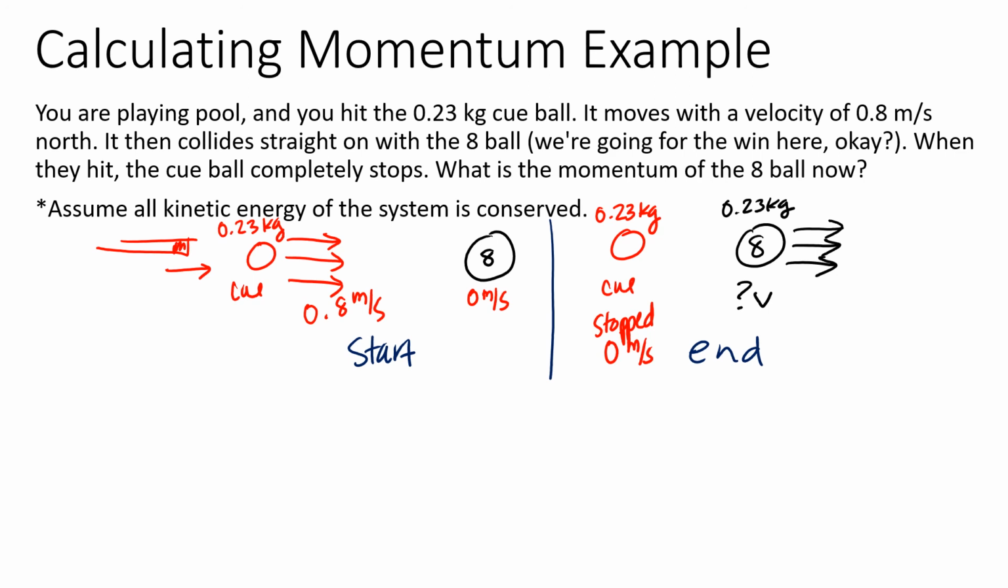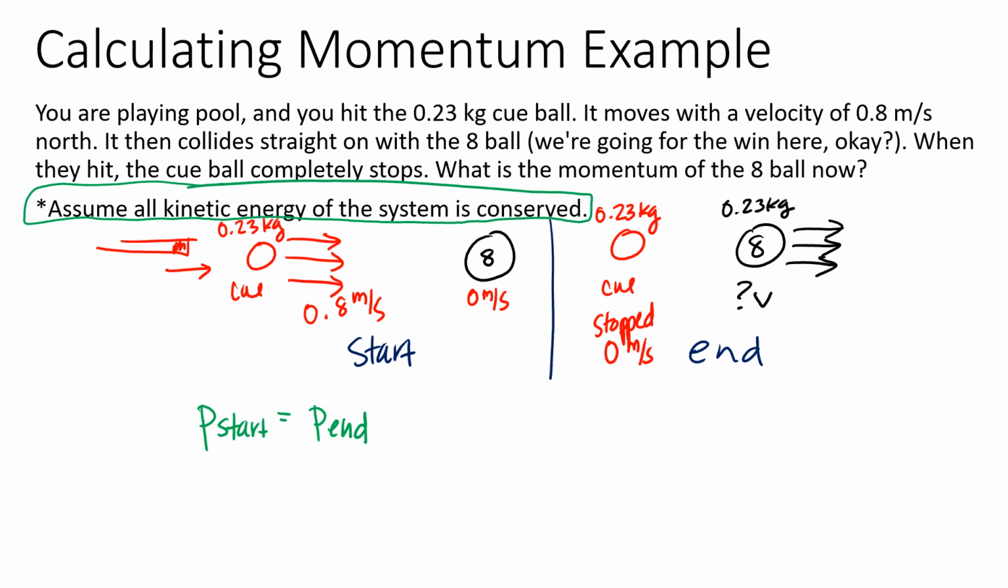So based on the previous slide, we know momentum's conserved. Momentum at the start has to equal momentum at the end. And that's what this little sentence is saying right here. Assume all kinetic energy of the system is conserved. So again, we're just assuming that nothing is lost to friction. Here it wants to know what the momentum is at the end. That's what this question is asking us. What is the momentum of that 8 ball? Well, if we know the momentum of the cue ball, that is the momentum of the 8 ball.